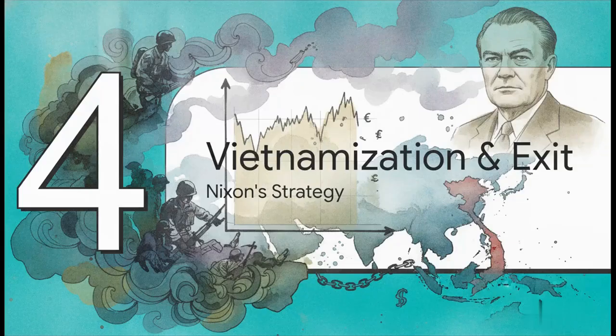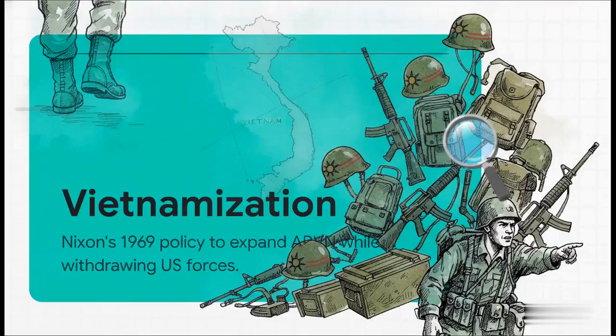Following that shockwave, we enter Chapter 4, Vietnamization and Exit. The U.S. is now desperately trying to de-escalate their own ground involvement by shifting the combat burden squarely onto the South Vietnamese. President Nixon dubbed this policy Vietnamization. The objective was pretty straightforward on paper: systematically withdraw American troops while simultaneously pouring resources into expanding and equipping the South Vietnamese army so they could defend themselves against the North.